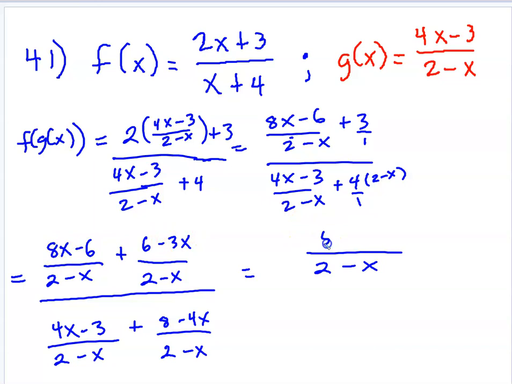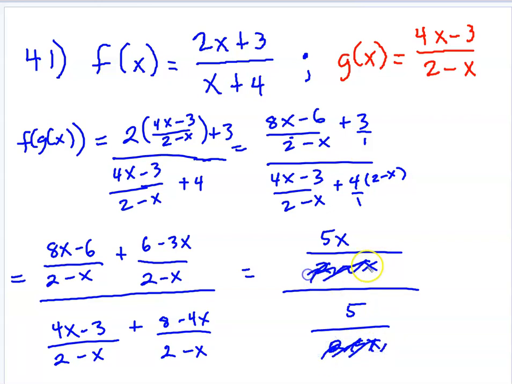8x minus 3x is 5x. Negative 6 plus 6 is 0. 4x minus 4x is 0. Negative 3 plus 8 is 5. This is called a complex fraction, and when the 2 denominators from each separate fraction are the same, then it's like they just cancel. So you can just wipe out the denominators. And what's left is 5x over 5, which is x.